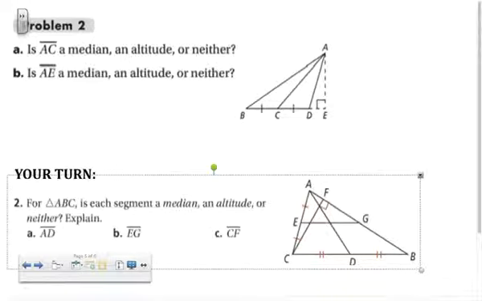So in part A, segment AC is what? A median, altitude, or neither? It's a median. What you need to observe is that C is a midpoint. How about B? What is AE? A median, altitude, or neither? It's an altitude. Take a moment, work through the your turn problem 2.